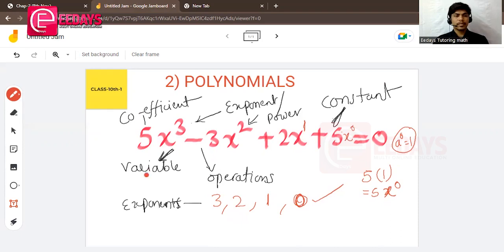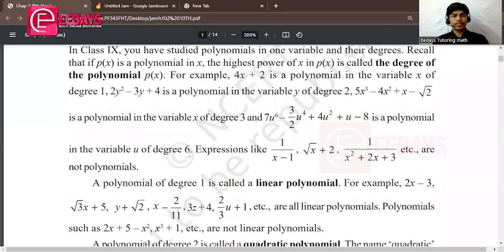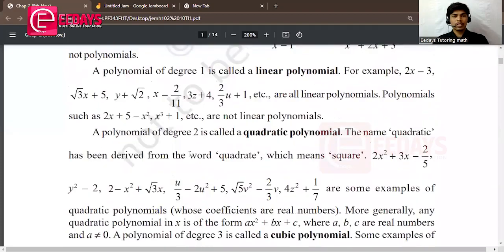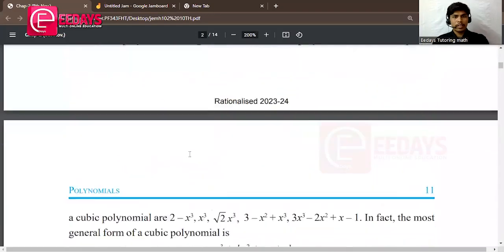Till here, the first one is the exponent, and there is only one variable here. Let's write the variable. The variable throughout the equation is x. The constant here is 5. I hope everyone understood. So how can we conclude that?